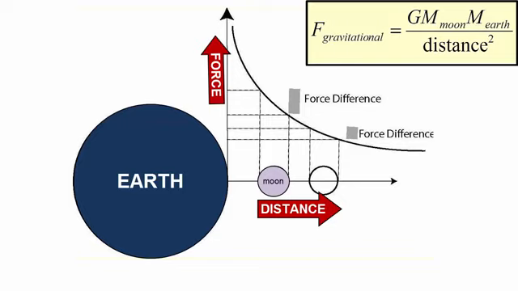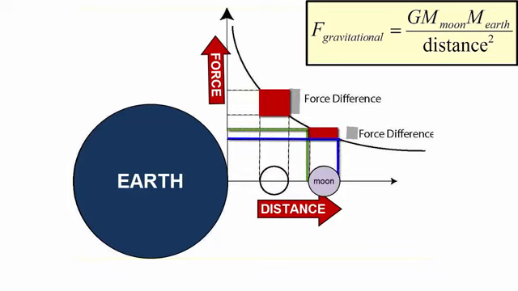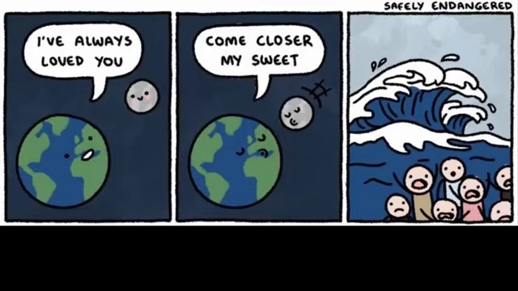So let's look at what happens when you move the Moon or any object further away. For the close Moon, when we take the difference between the near side force and the far side force, we get a force differential this large. When we move the Moon further away, we see that the near side force and far side forces vary less. The force differential is smaller, so the tides would be smaller. This cartoon says the same thing in a much more clever way.